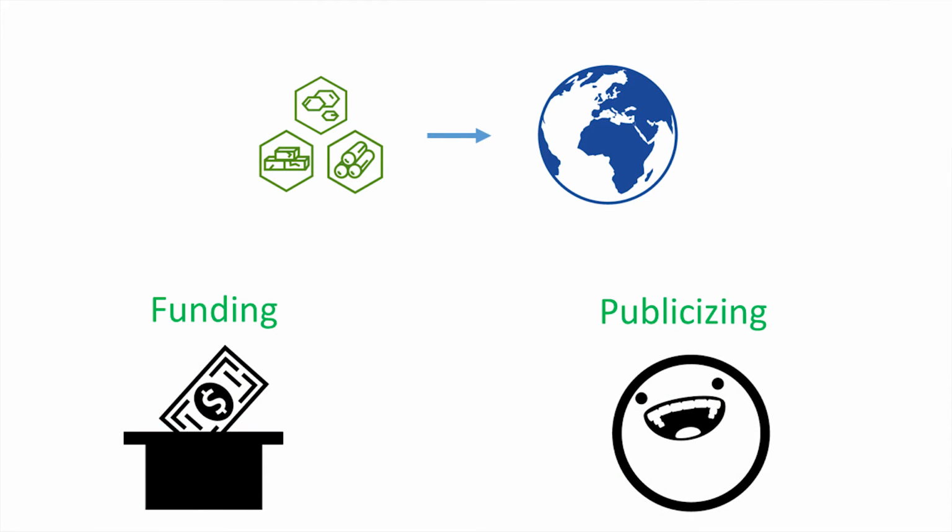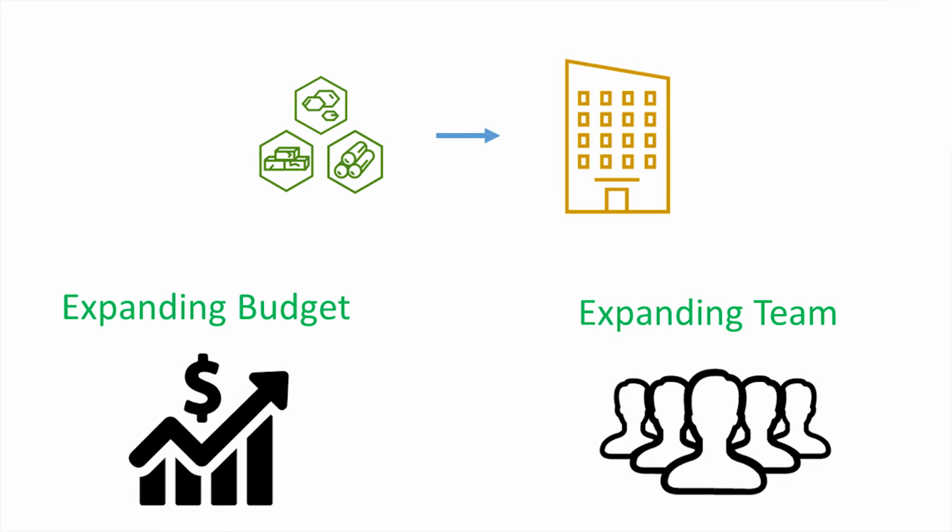So what do you do if there's an issue of investment in a big world problem? Well, you can add more funding, or you can help publicize that issue to get other people to bring in funding, bring in talent, bring in other resources. In your organization, of course, if there's an issue of investment, you can try expanding a budget in that area or expanding your team.